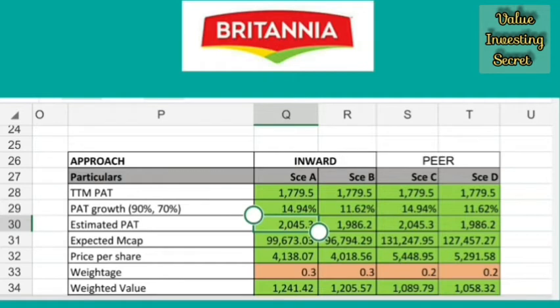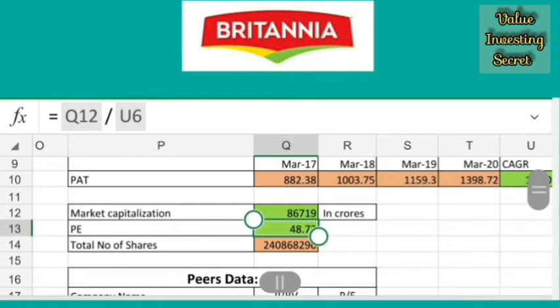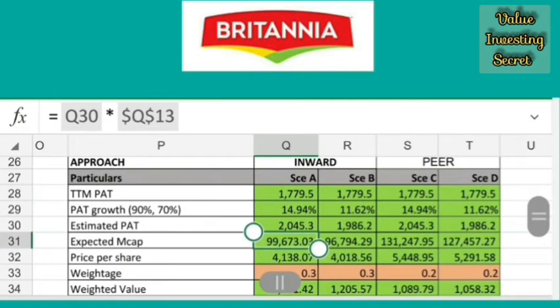So this is the estimated PAT. Here I am considering only 90% of the actual growth. So this is the estimated value for 90% and the estimated value for 70%. Now I calculated the expected market cap, that is estimated PAT into PE multiple. So this is the expected market cap. So this is PE multiple and estimated PAT. We will get the expected market cap.